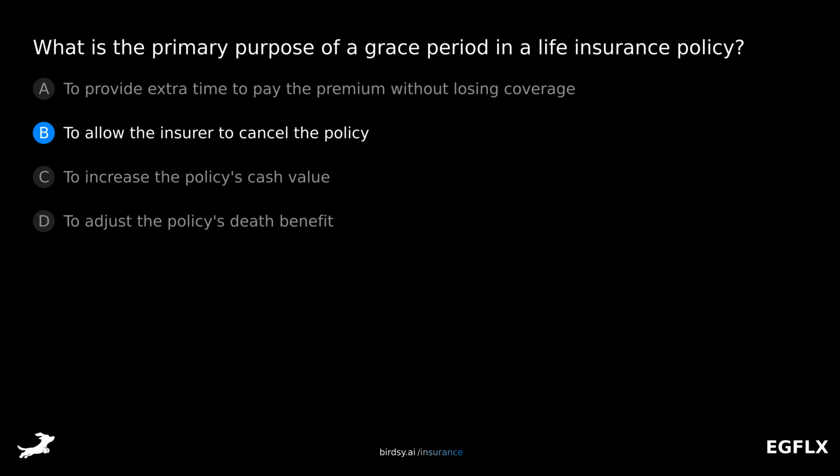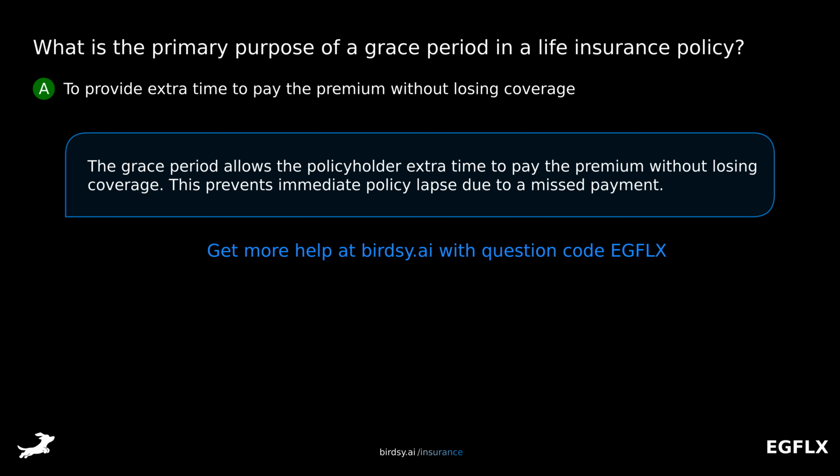B, to allow the insurer to cancel the policy? C, to increase the policy's cash value? Or D, to adjust the policy's death benefit? The answer is A, to provide extra time to pay the premium without losing coverage. The grace period allows the policyholder extra time to pay the premium without losing coverage. This prevents immediate policy lapse due to a missed payment.